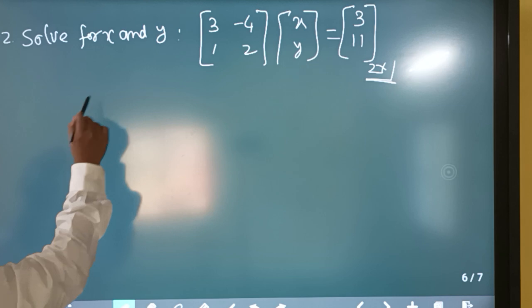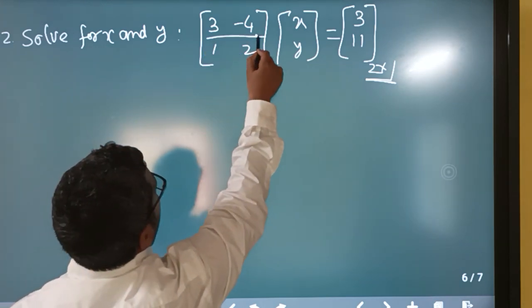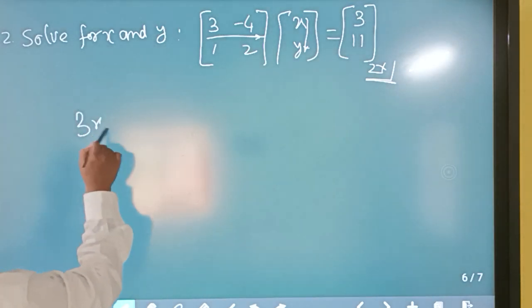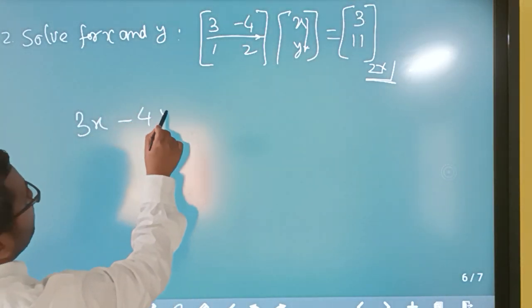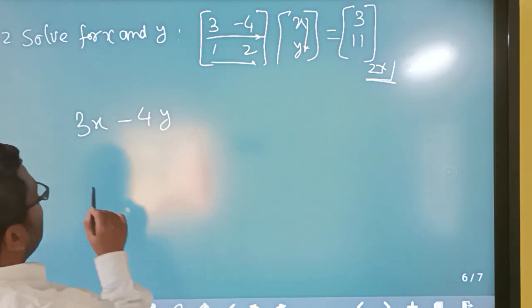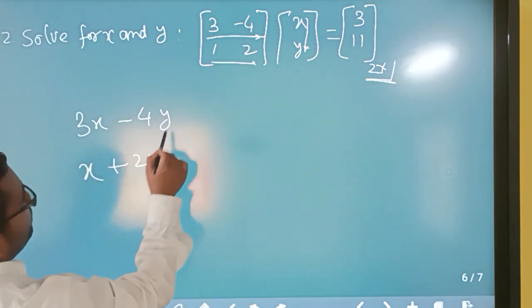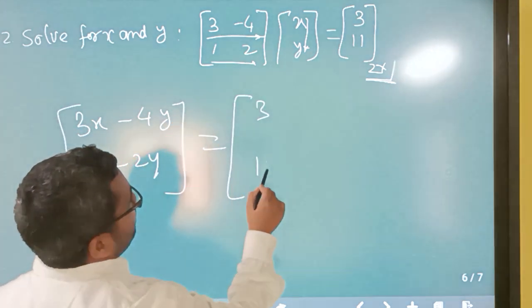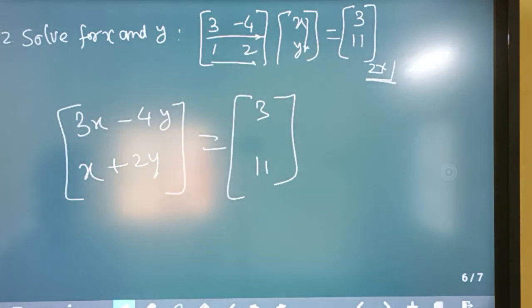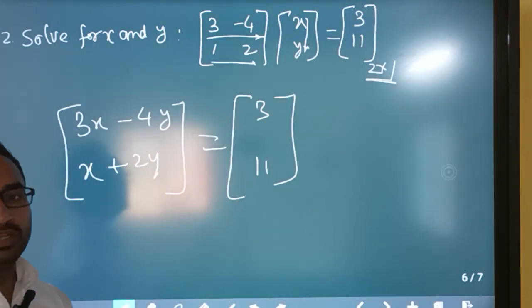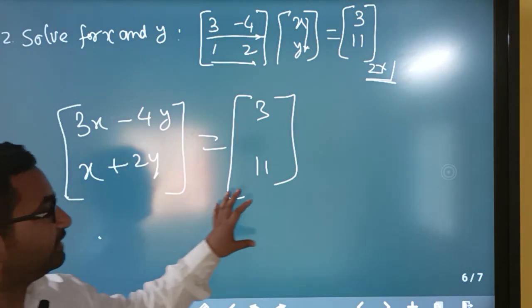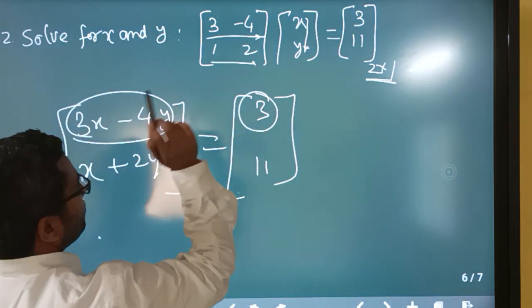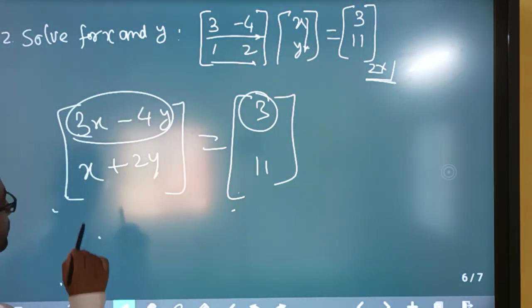Directly we can solve. Put the values according to the concept of multiplication: 3x minus 4y, similarly x plus 2y, that matrix equals the given elements. Now we know the concept of equality of two matrices. There is one matrix and another matrix; if they are equal, the values of the corresponding elements should be equal.